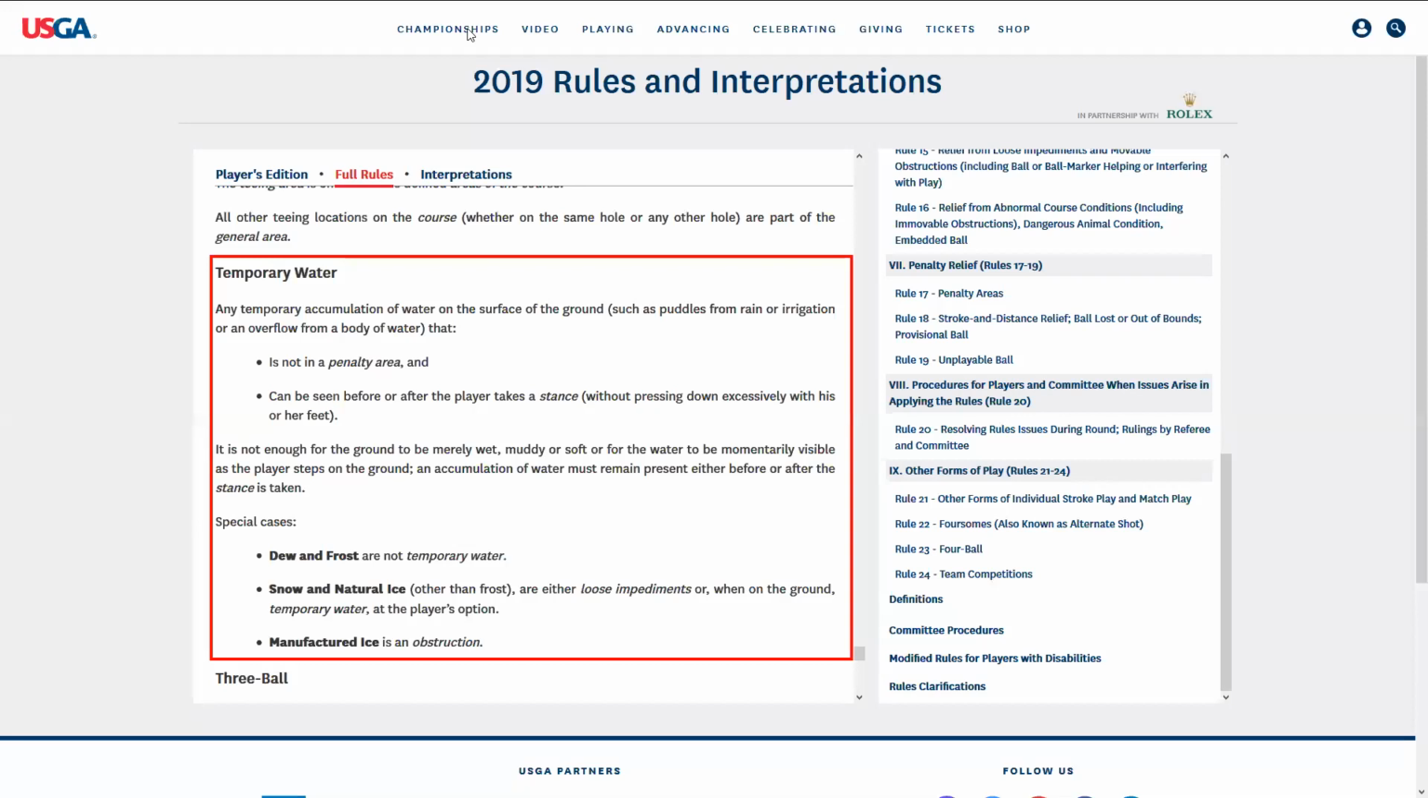It says can be seen before or after the player takes his stance without pressing down. The phrase that you'll hear is, it's the stance, not the dance. You take your stance, if you don't see any water, it's not temporary water. If you do a little dance and jump up and down and say, see, there's the water, that's not temporary water.